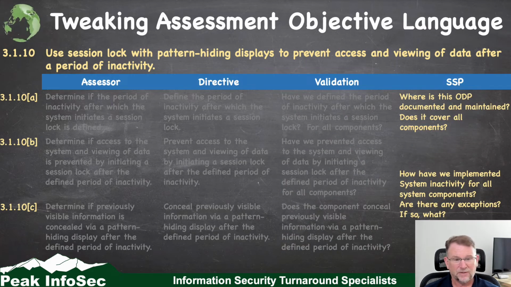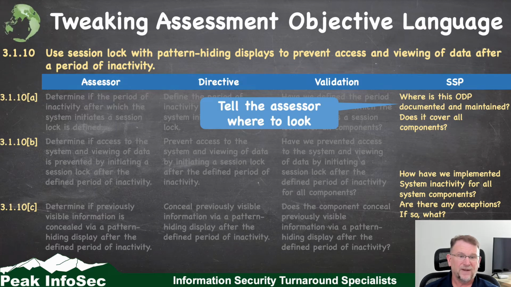The last part that you look at is actually the SSP language. Where is this ODP documented and maintained? Does it cover all of the components? Have we implemented system activity for all the components? Now, when you're doing this, tell the assessor where to look. Make it easier, guide that assessor.